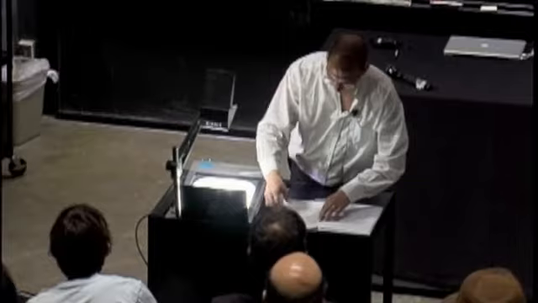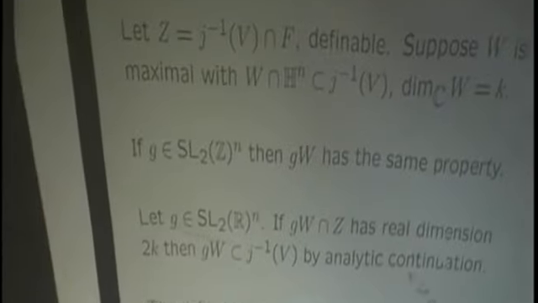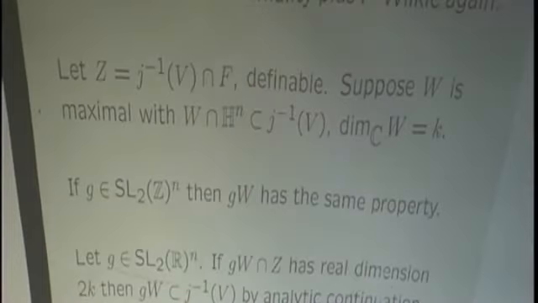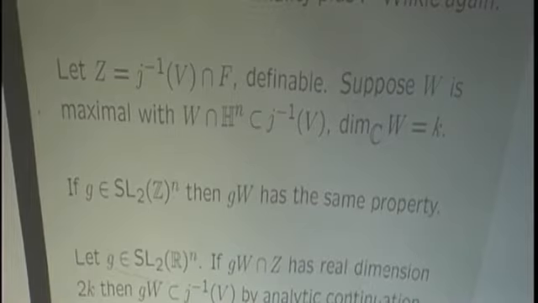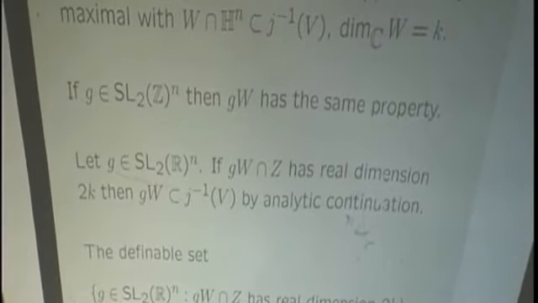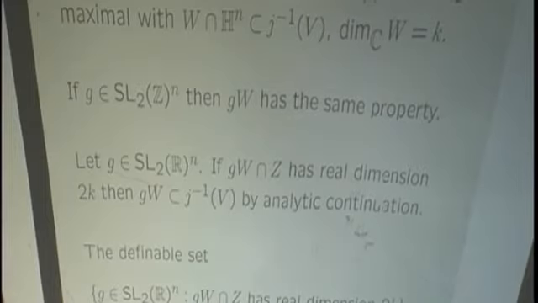So I want to sketch the proof of that a little bit, which uses O-minimality and my result with Alex a second time. So we take this definable set Z to be the intersection with the fundamental domain as usual, and we suppose that W is a maximal algebraic subvariety which intersects Z. Then we can operate on that by SL2Z, by the periodicity. Any SL2Z to the n translate of W will also be contained in the inverse image.